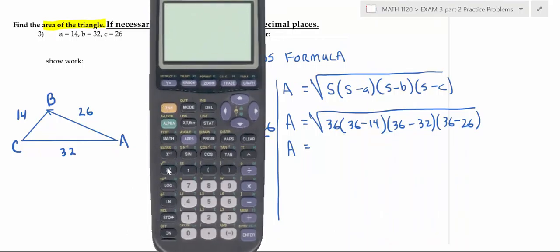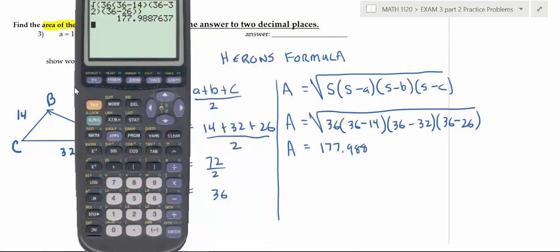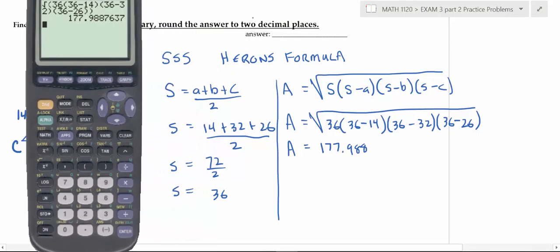I'm going to put in the square root, and I'm going to put 36 and just type it in exactly like it is. Let the calculator do all the work. So 36 minus 14, 36 minus 32, and then 36 minus 26, and double close those parentheses like that, and that'll give the area, which is about 177.988. It says to round to 2 decimal places this time, so we round that up to 177.99 as our approximate area on that problem.